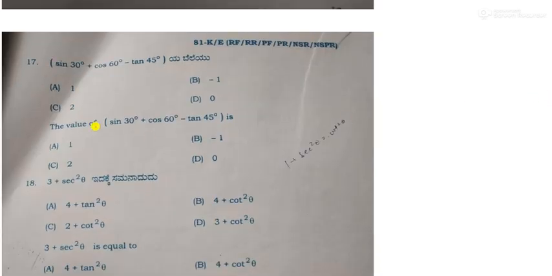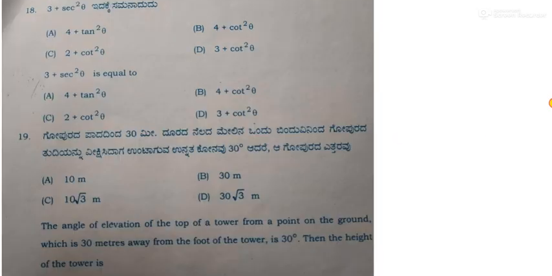Next is question number 17. The value of sine 30 plus cos 60 minus tan 45 is dash. Sine 30 is how much? It is 1 by 2. Cos 30 is how much? It is also 1 by 2. Cos 60, sorry. Minus 1. So half plus half minus 1, that is 0. Option number D. They're very simple.